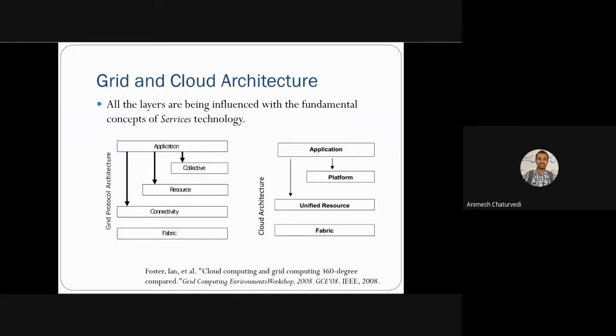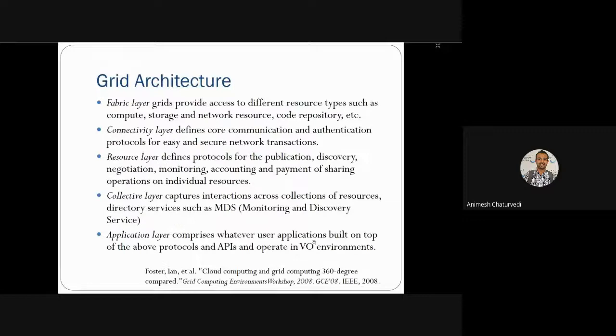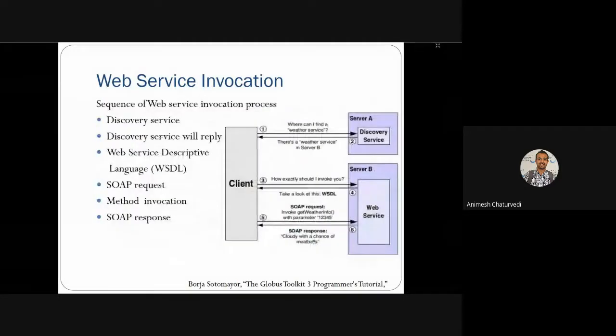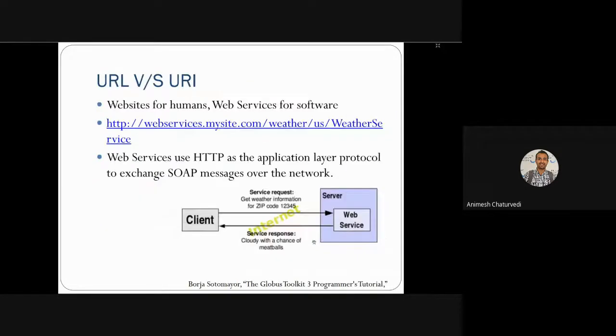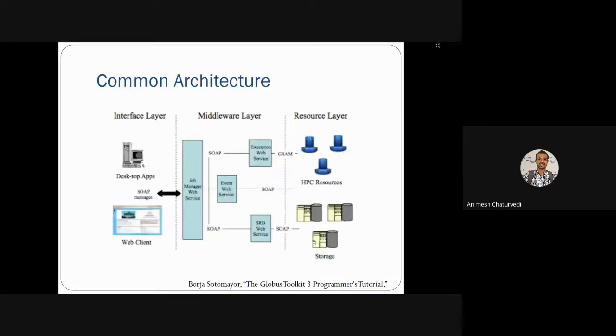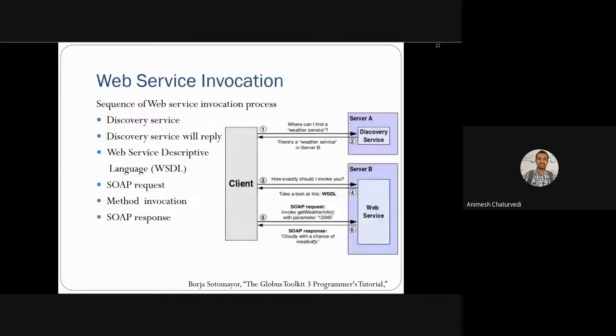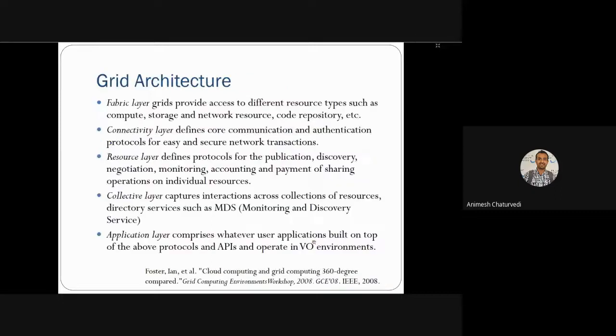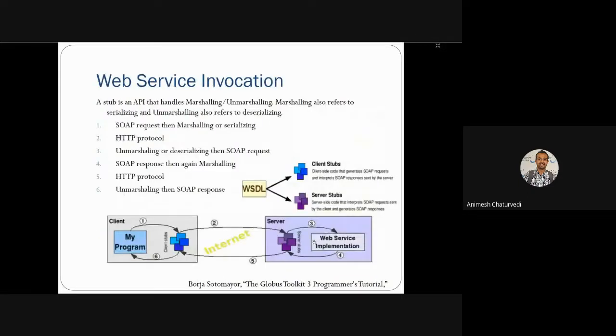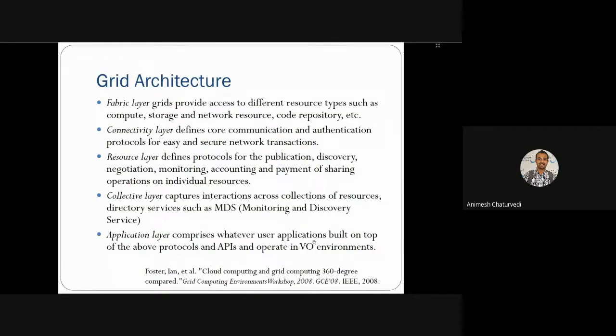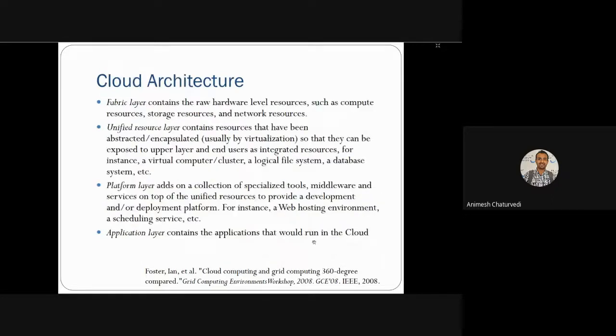So any query or any doubt or discussion that you wish to have on grid and cloud architecture, like web service invocation, URL, URI, common architecture, then marshalling and unmarshalling, grid, fabric layer, connectivity layer, resource layer, collective layer, application layer.